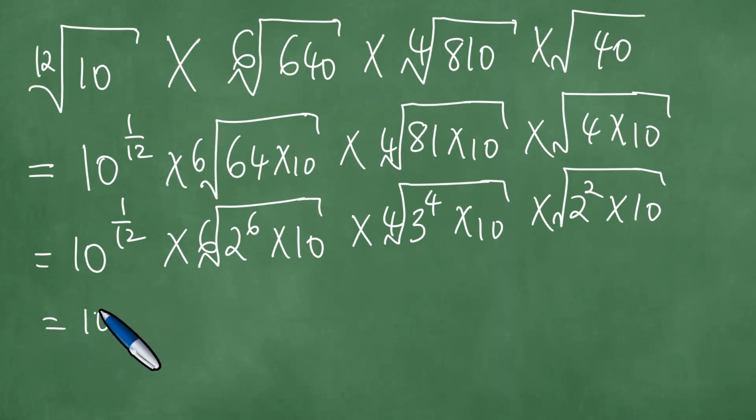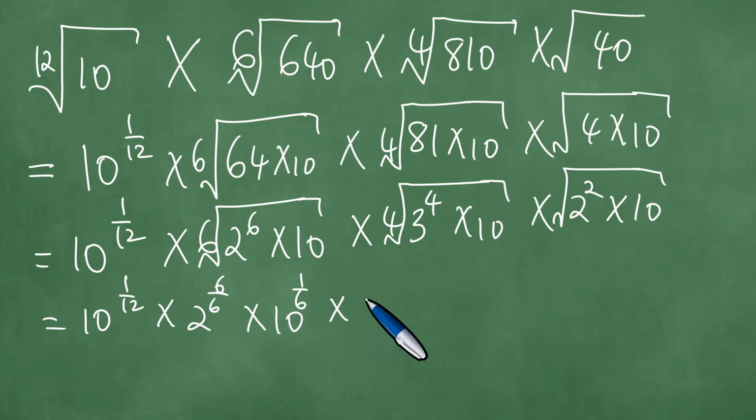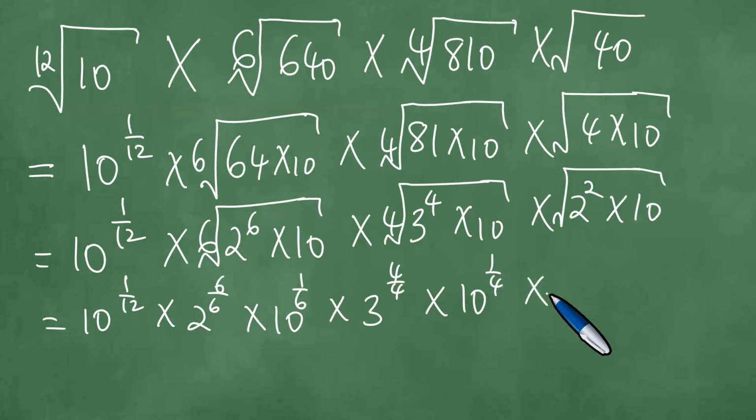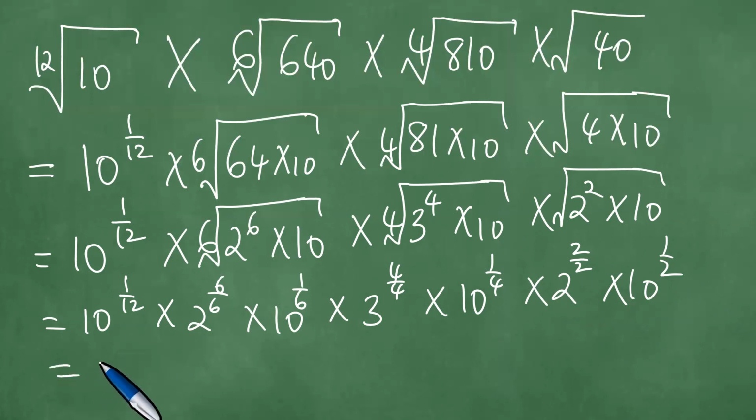As a consequence, you can write this as 10 to the power 1/12, times 2 to the power 6 out of 6, 10 to the power 1/6, times 3 to the power 4 out of 4, 10 to the power 1/4, times 2 to the power 2 out of 2, 10 to the power 1/2. At this point, what we're able to see is that the 2 here is 2 to the power 1, so there's going to be 2 times 3 to the power 4 out of 4, which is just 3, and 2 to the power 2 out of 2 is just 2.